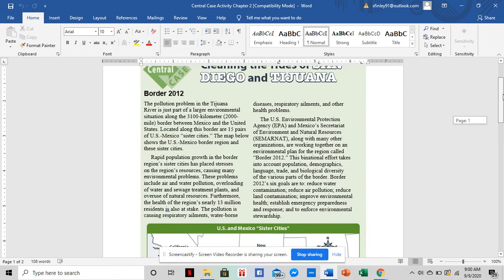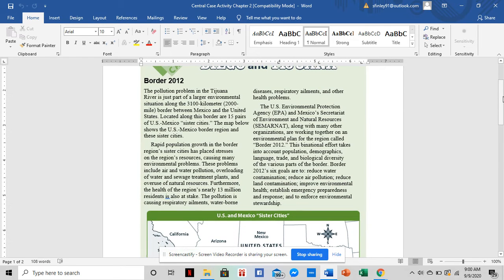Now, rapid population growth in the border region's sister cities has placed stresses on the region's resources, causing many environmental problems. The problem here is there's a lot of people. Population keeps growing, and as we've discussed, as populations grow, more resources are used. We looked at the ecological footprint activity the other day. As you have more people, more resources are used, more problems can arise. These problems include air and water pollution, overloading water and sewage treatment plants, and overuse of natural resources. So again, all classic signs of what happens when you have too many people.